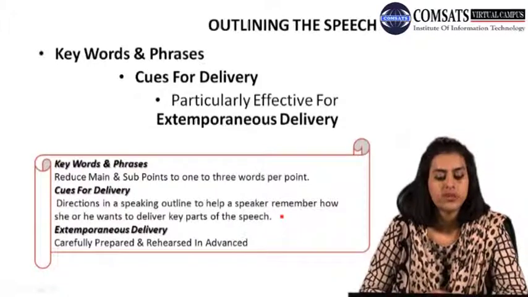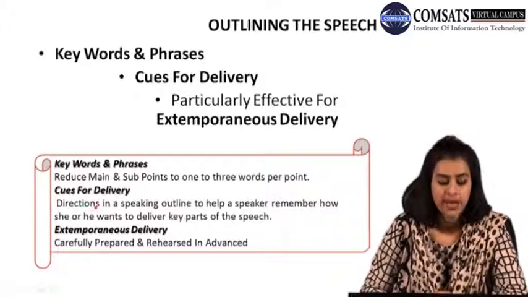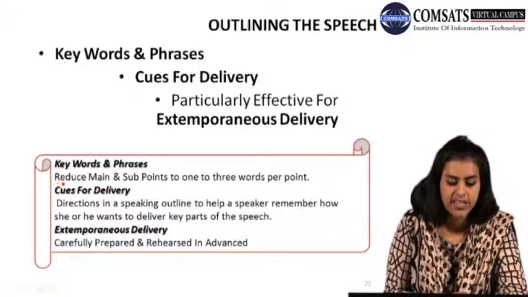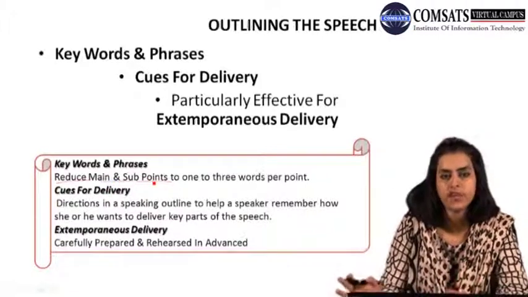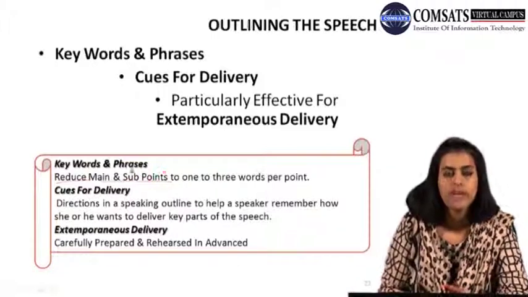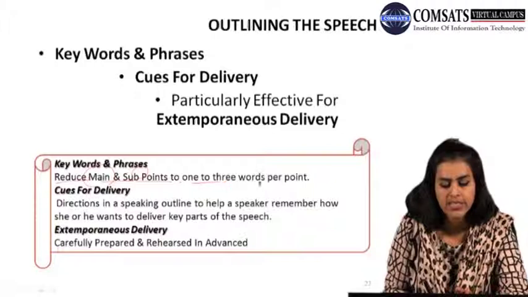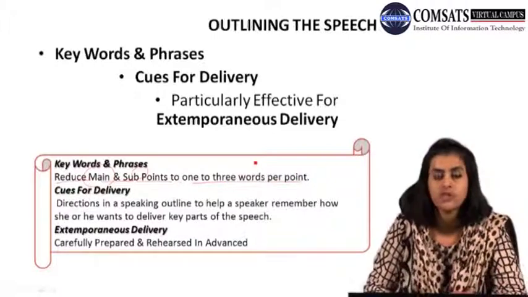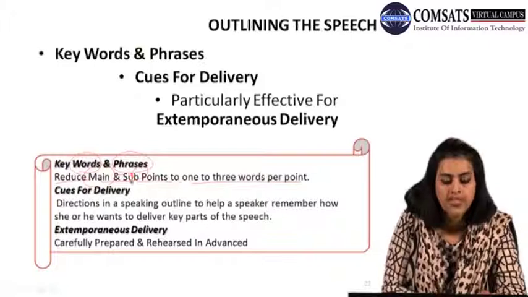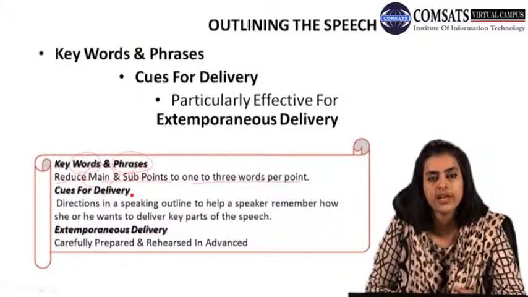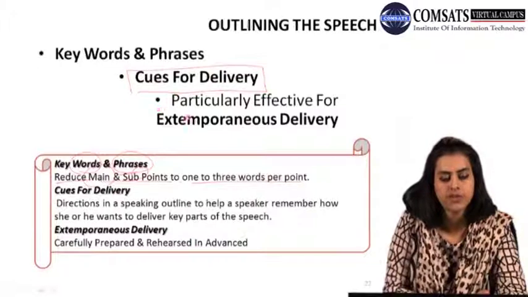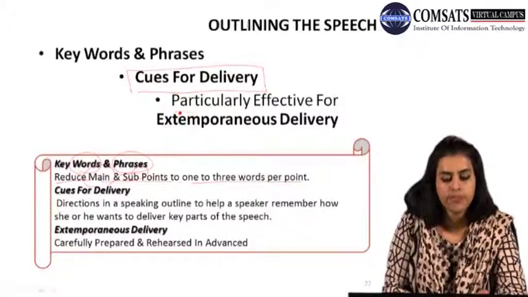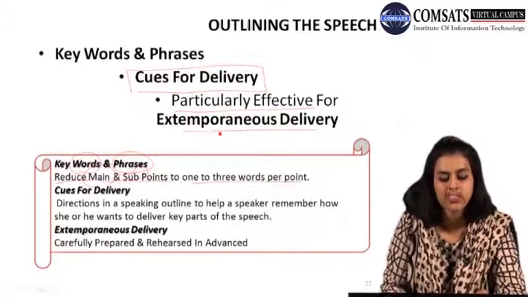You are supposed to write down the key words and phrases in your speaking outline. For the key words and phrases, reduce the main points and subpoints which have been written as full declarative statements in your preparation outline. Make sure that you reduce those main points and subpoints into 1 to 3 words per point. So there would be smaller words and phrases which would be elaborating your ideas in the main points and the subpoints. Basically, your speech outline is designed for looking for the cues for the delivery of your presentation, which may be particularly effective for the extempore delivery.